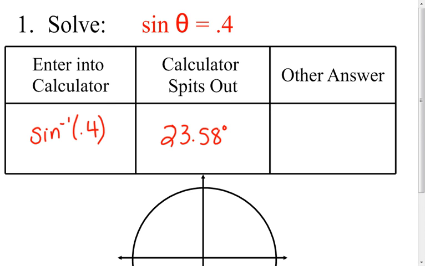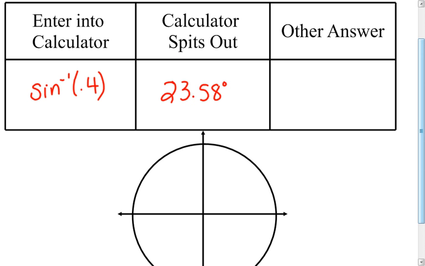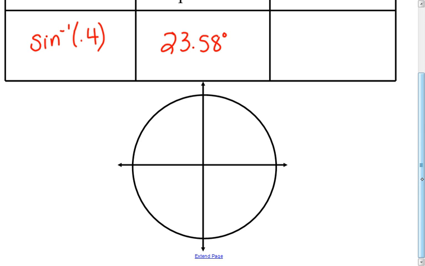However, you need to think about this. That is one spot on your unit circle where your sine or your y value is 0.4. 23.58 degrees is right about here. So this distance is 23.58 degrees. If you think about making your little triangle right here, sine you know is your y value or your opposite. So this is your angle right here. This is your opposite value, your y value, your sine value. That distance right there happens to be 0.4.